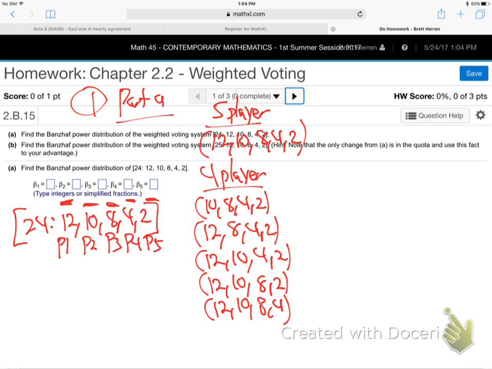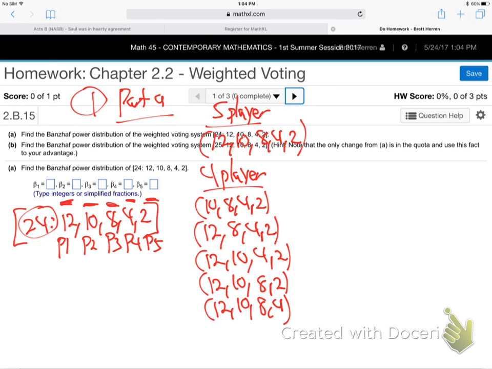What do you got to have for a winner? 24. So we need 24. That's my quota. That's the winning mark. Do they all make 24? Yeah, I think they do. Yeah, they all make 24, or more. Yeah, they're all winners. That's a pain. That means you've got to go through all of those, circling who's critical. It's going to be a pain. That's where tally marks come in.